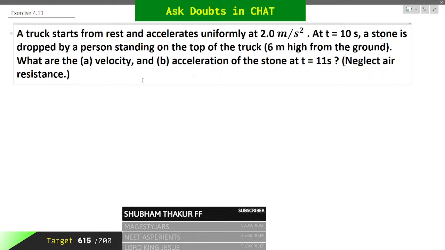Now we have to find out the velocity and acceleration of the stone at t equals 11 seconds, so just after 1 second. After the stone gets detached from the truck, we will have the force of gravitation acting, so it would be moving down, and it will also be moving in the direction of the truck for 1 second. So we have to find out the velocity and acceleration. Acceleration would be just negative of g, that is minus 10 meters per second square.